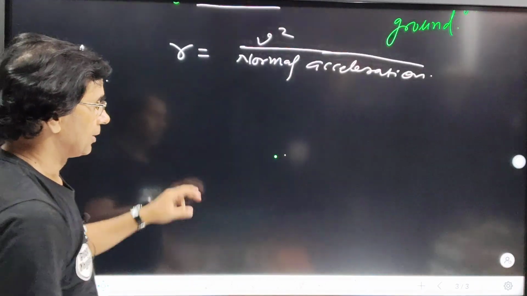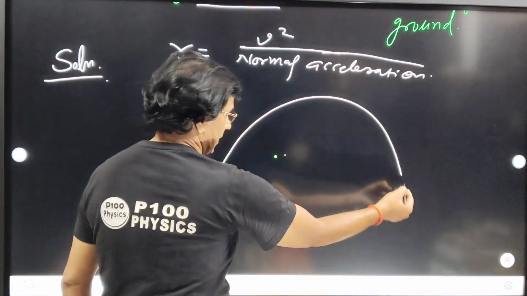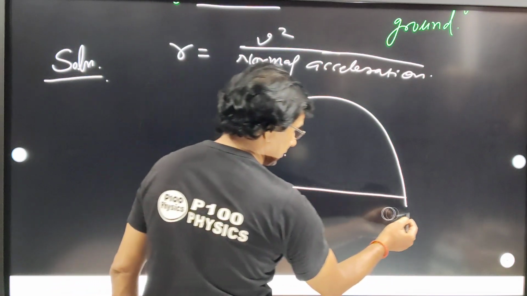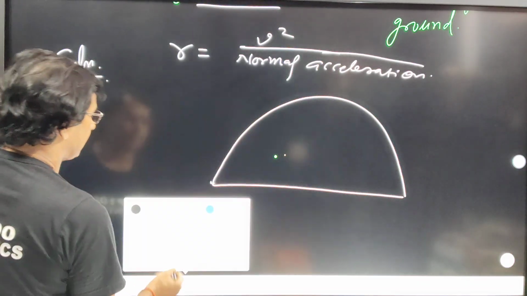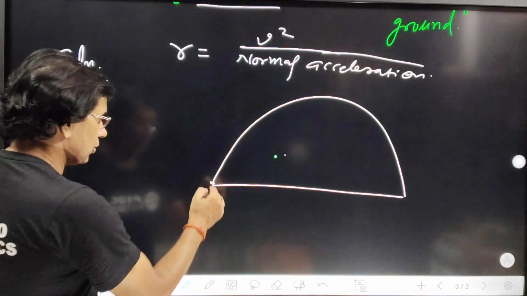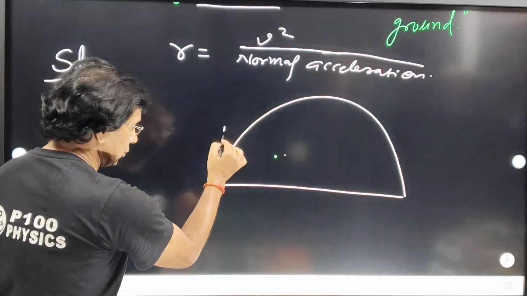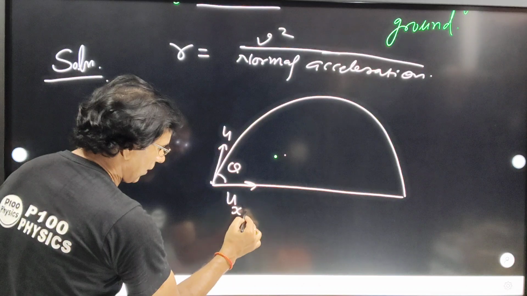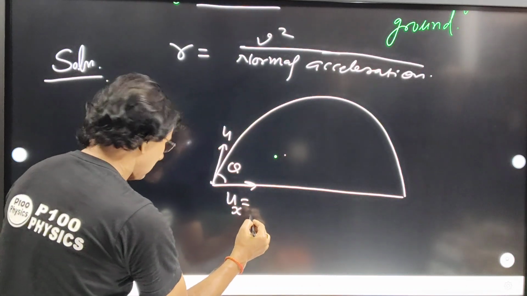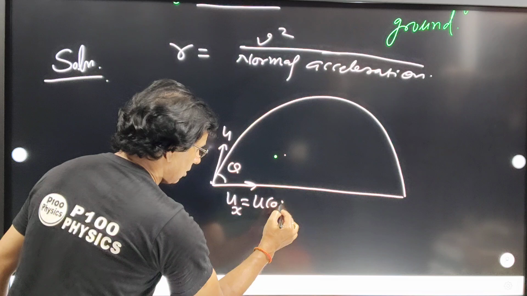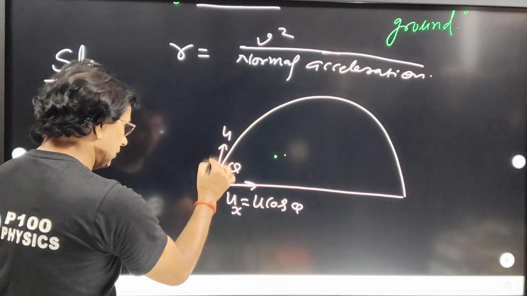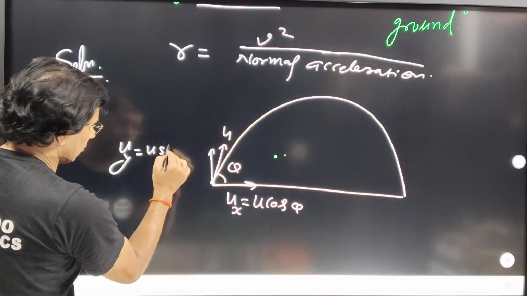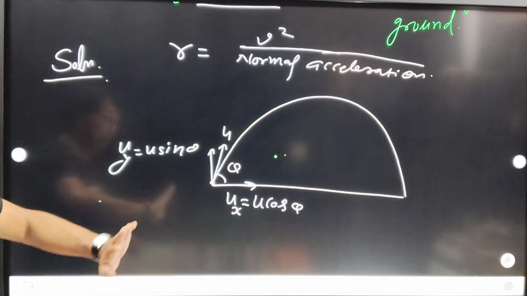For example, suppose you have to find the value of the radius of curvature at the maximum height. Then what will happen? Suppose the velocity of projection is u, the angle of projection is theta. This is the horizontal component, you know well, u cos theta, and this is the vertical component of the velocity, u y equal to u sin theta.